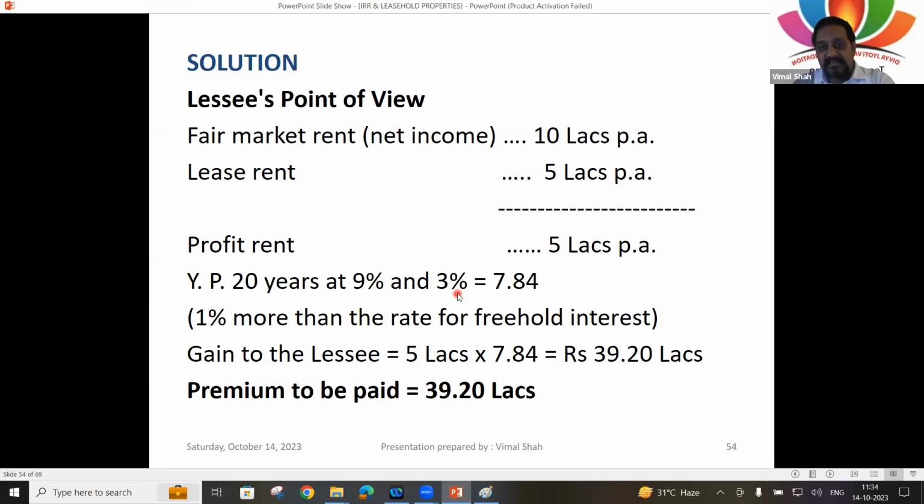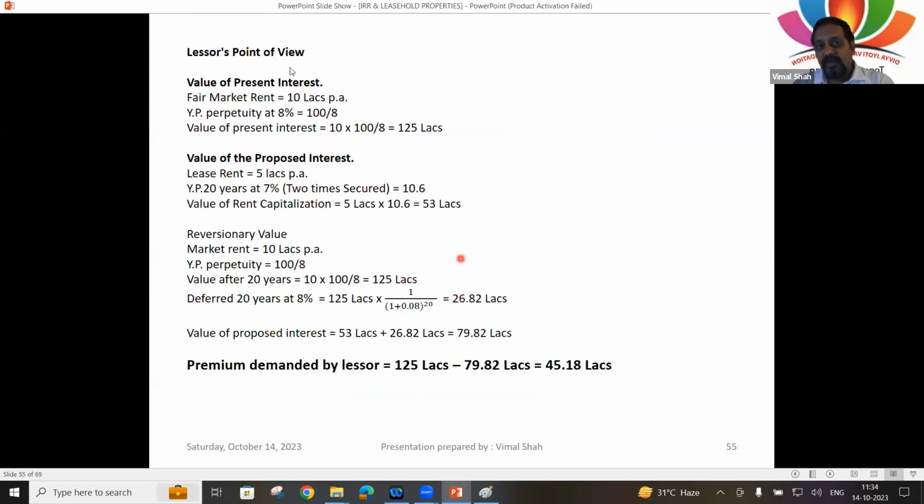Now, if I see the lessor's point of view, what is the fair market rent today? 10 lakh per annum. So if he is not giving it for 20 years but gives it in perpetuity, then what would be the present interest? It would be 125 lakhs. Right? Now, what is the proposed interest? He is giving it at a rent of only 5 lakh per annum.